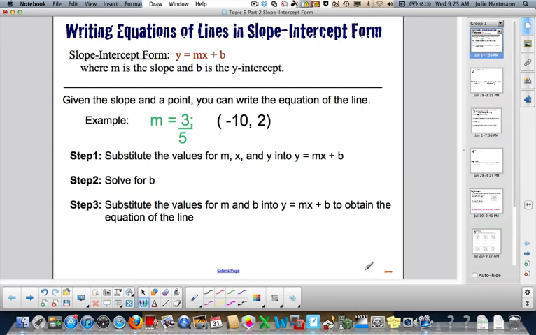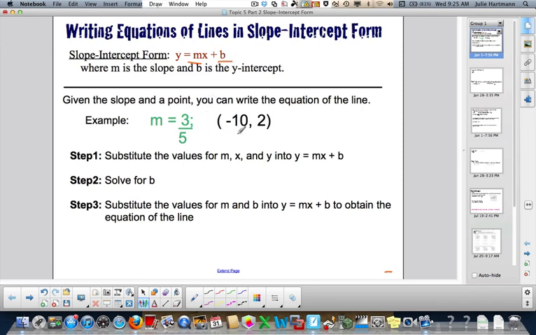Alright, today we're going to write equations of lines in slope-intercept form, given two different sets of information. In this first example, we are given a slope and a point. We have to write an equation of a line. Up until now, we've been given the slope and the y-intercept. Very easy to plug the slope in for m, the y-intercept in for b.